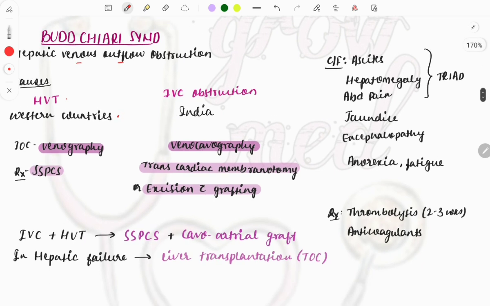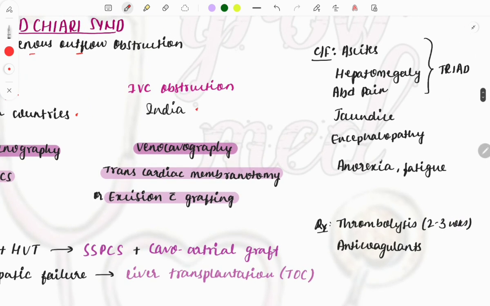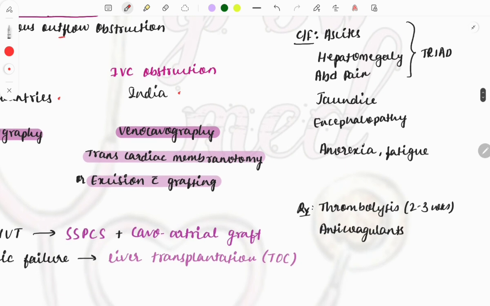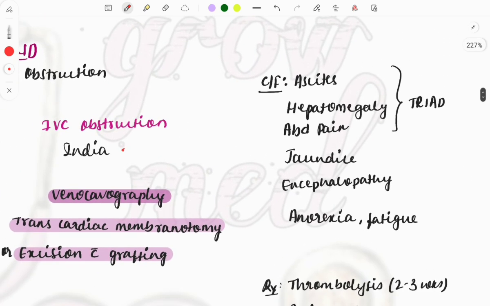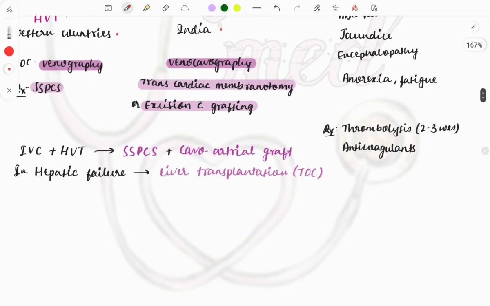Investigation of choice is venography because the vein is obstructed, right? Then IVC obstruction is most common in India, and we will do venocavography. And this one is a treatment option, transcardiac membranectomy. As for the clinical features, we already know: ascites, hepatomegaly, abdominal pain, jaundice, encephalopathy, fatigue, these will definitely be there.